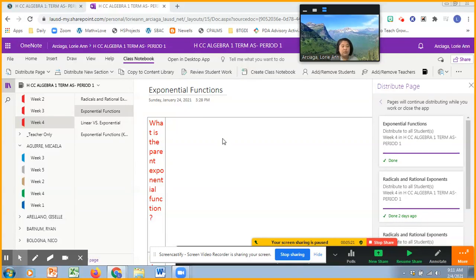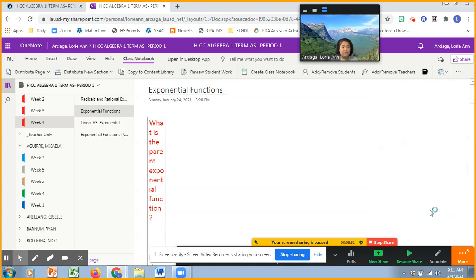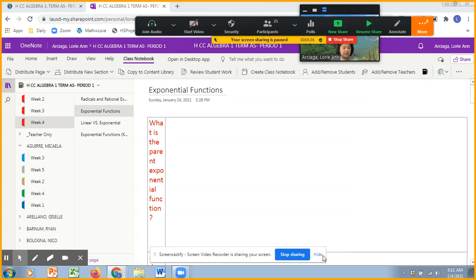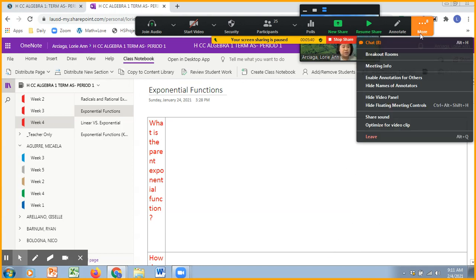Function, which is what we call exponential functions. So go ahead and see if the page is already distributed to you. The first thing we will try to do is graph the parent function. So when we say parent function, it's the most basic exponential function.